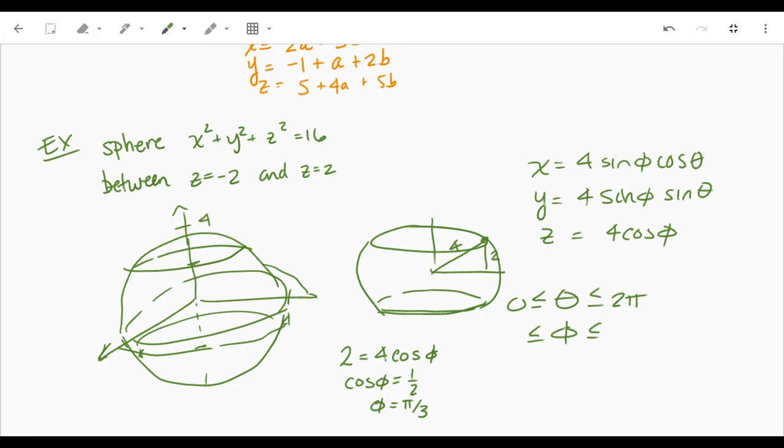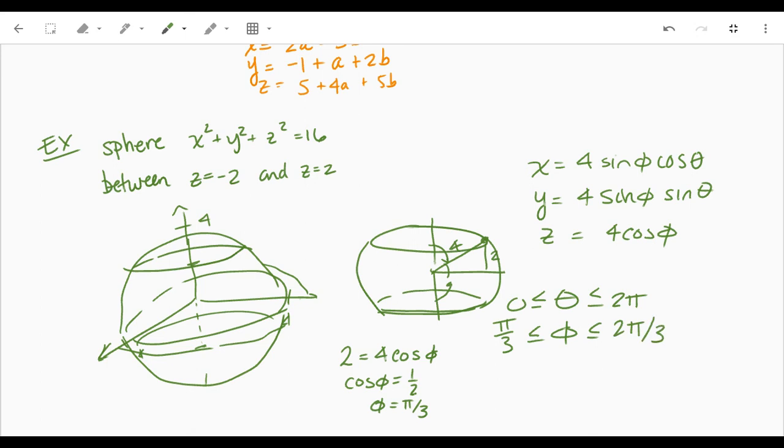Do I have this written? No, what has cosine of 1/2 would be pi over 3. Hold on a second. Yeah, this is right. So pi over 3. And by symmetry, if this is pi over 3, then we'd have to go to 2 pi over 3 because of symmetry.